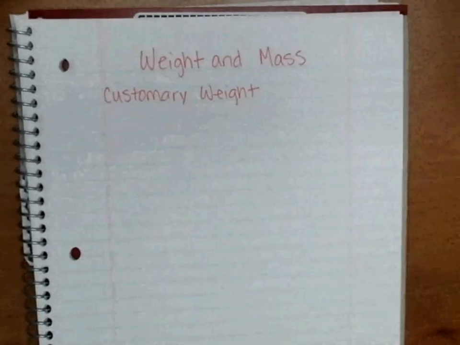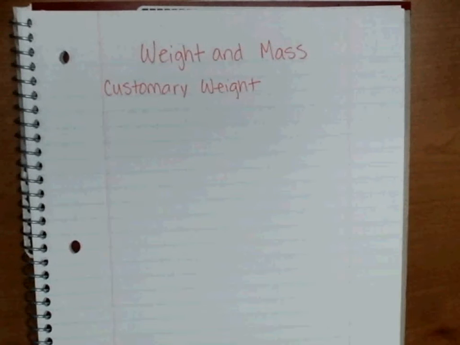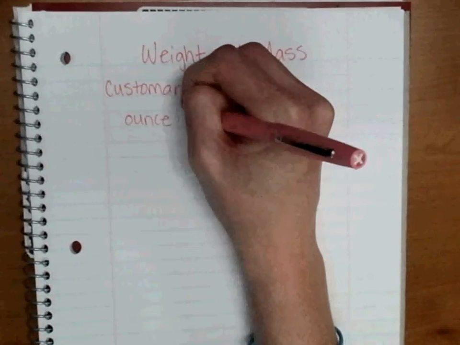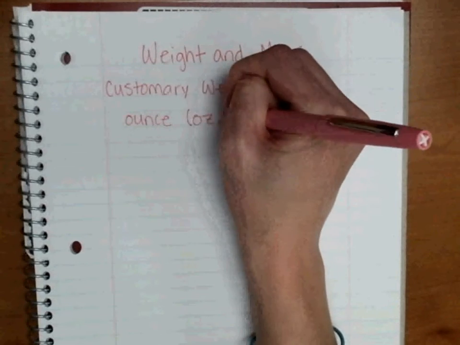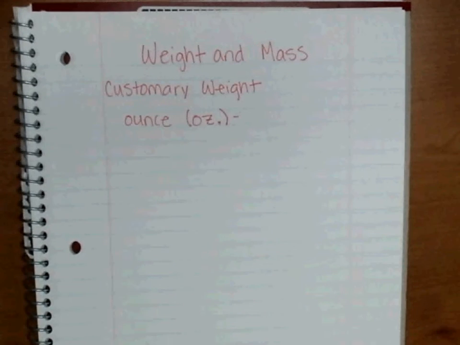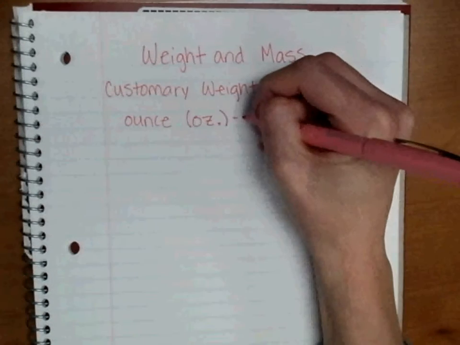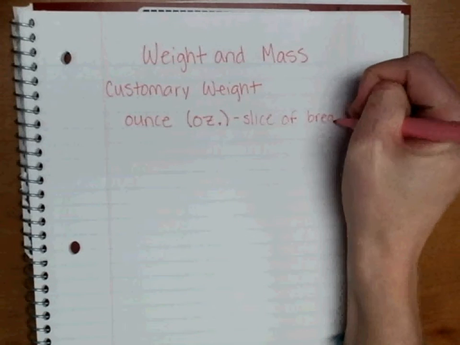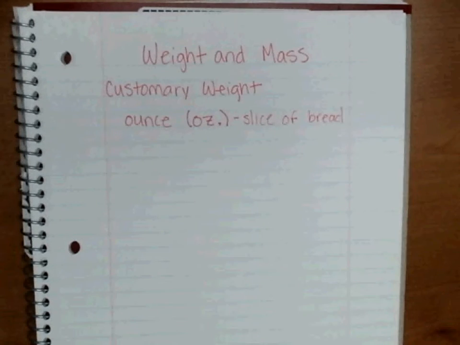And we're going to look at examples of each. So the smallest unit of measurement for weight is the ounce. Label OZ. And an ounce is really light. And I think about an ounce as a slice of bread. An ounce is about the size of a slice of bread.